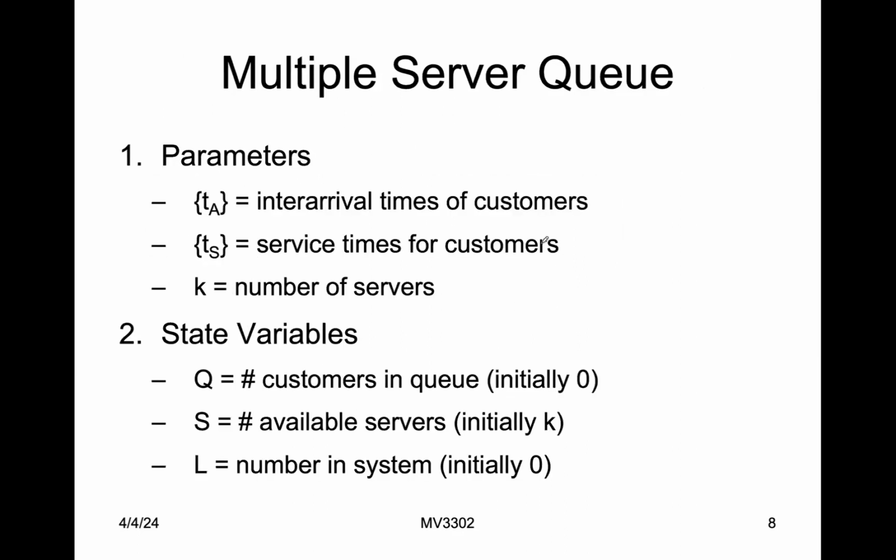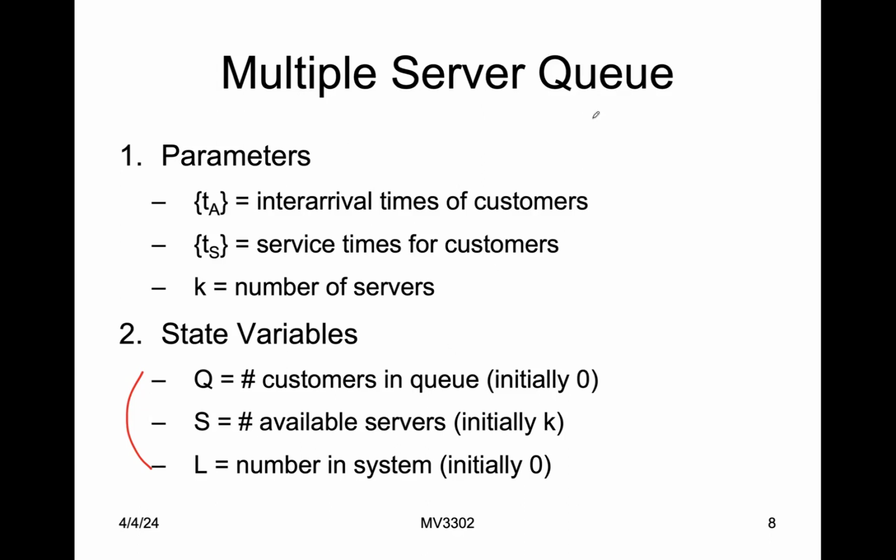Okay, any questions about that? Very straightforward. Now let's do the same thing for our multiple server queue. We have our inter-arrival times of customers, we have our service times, and the number of servers. Those are the parameters. We had 3 state variables: Q, the number in the queue, which is initially 0; the number of available servers, S, initially K, the total number of servers; and the number in the system, which is initially 0.